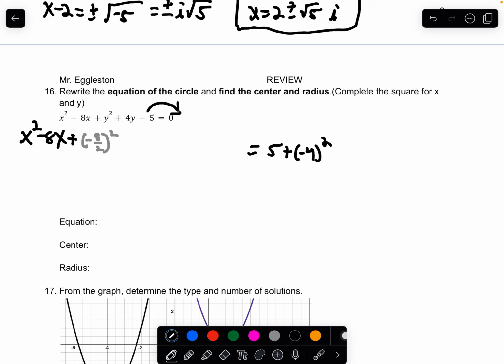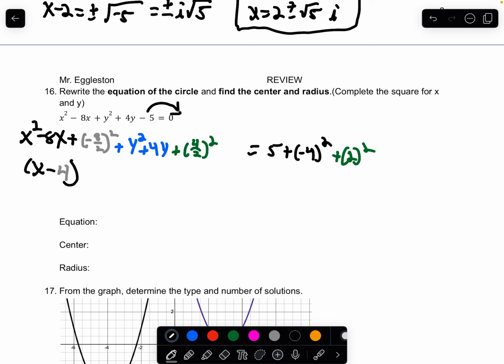Now, we get plus y squared plus 4y. Now we take half of the number in front of y, which is 4, square it, and add to both sides. And 4 divided by 2 is 2, so it's 2 squared. All right. What's neat is on the left, it just comes out to be x minus, let's see, 8 divided by 2 is 4.